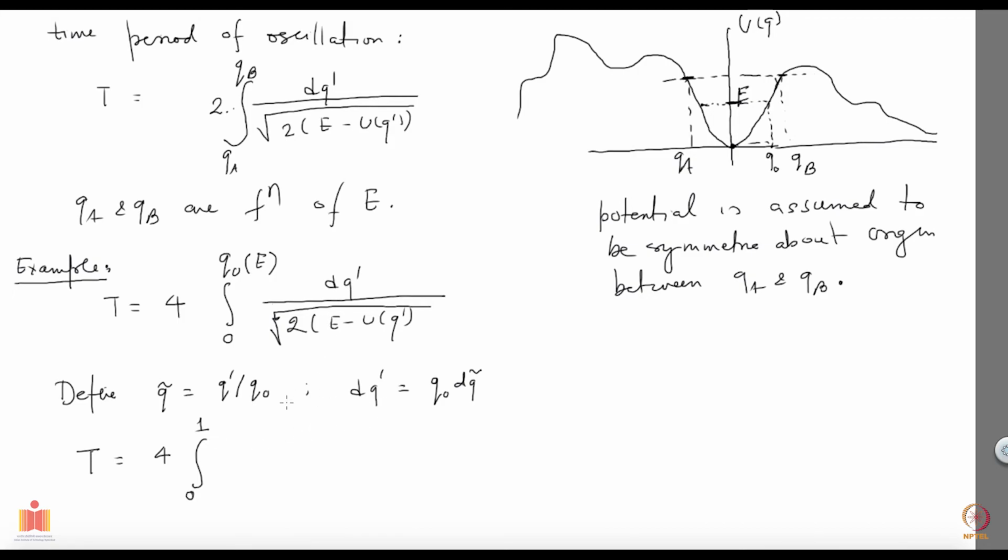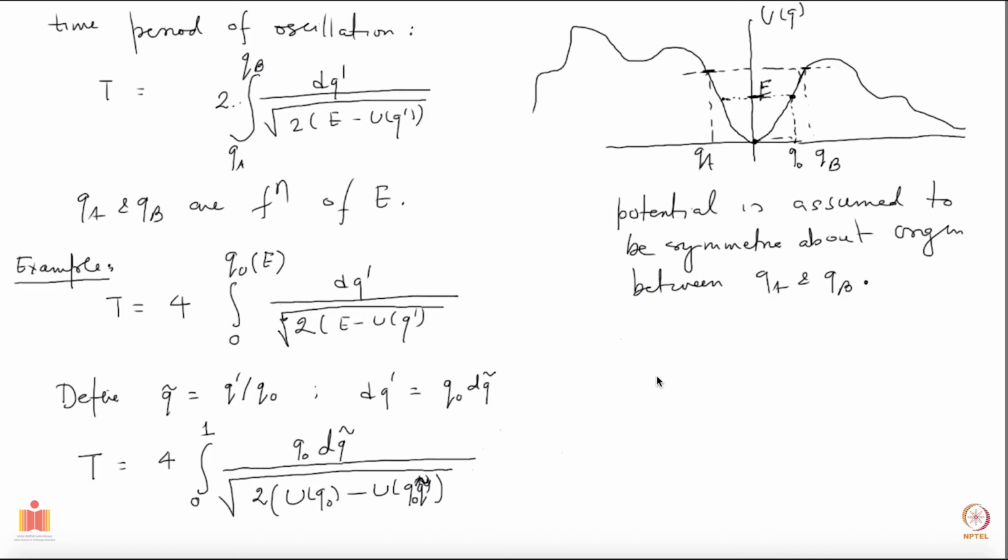That's fine. Now my dq prime is q0 dq tilde divided by 2. E is a constant, but E is equal to the value of the potential energy at this point, right? So E is equal to U of Q0. Let me write that, U of Q0 minus U of Q prime, and this entire thing sits under a square root. Okay, no, I should not write a Q prime, I should write Q0 Q tilde. Not looking very nice, so I'll clean it up. Q0 Q tilde, and this is in the square root. All looks good here.